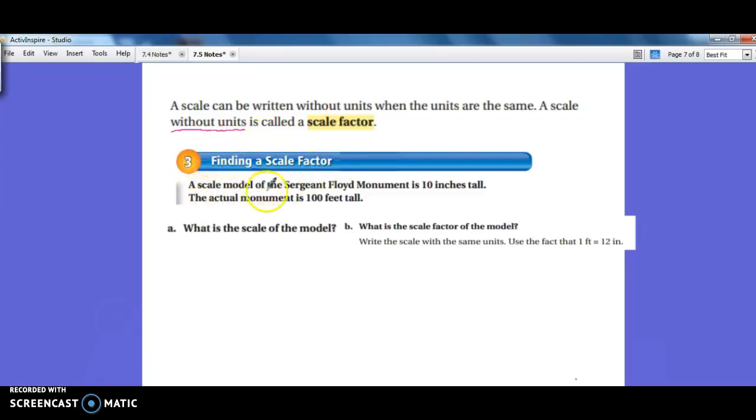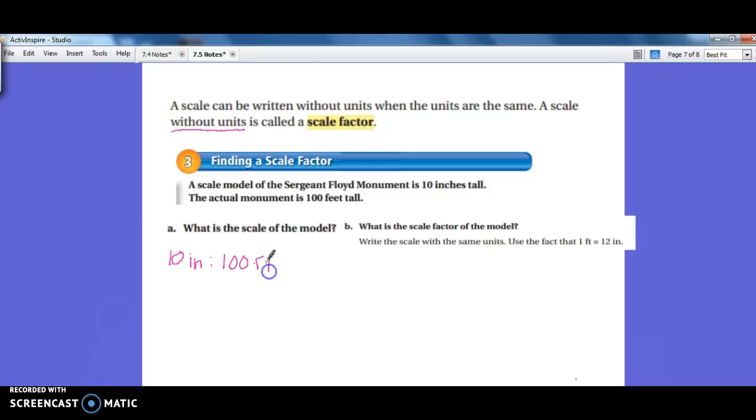A scale model of the Sergeant Floyd Monument is 10 inches tall. The actual monument is 100 feet tall. What is the scale of the model? And what is the scale factor of the model? So, first off, the scale is the easy part. That's the part that they give us already. So the scale, you can write as a ratio or a fraction. You would say the scale is 10 inches to 100 feet tall.